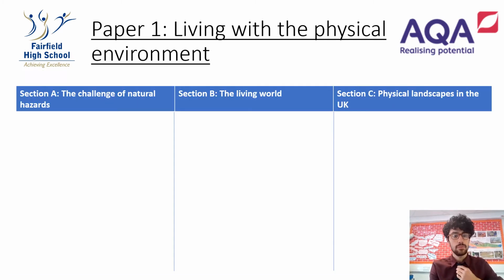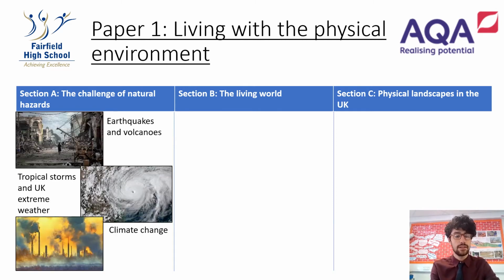So paper 1, broadly speaking, is 3 sections, section A, B and C. Section A, the challenge of natural hazards, includes earthquakes and volcanoes, specifically looking at Haiti and New Zealand, tropical storms such as Typhoon Haiyan, and UK extreme weather, the Beast from the East, and climate change.